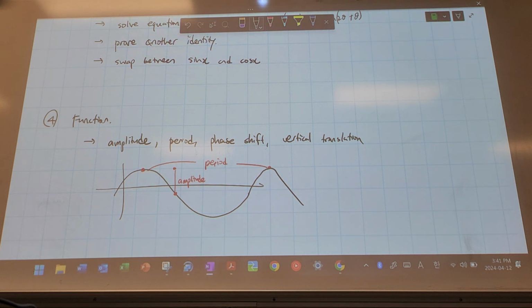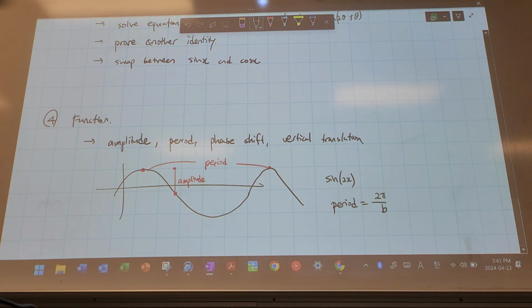Also the period. Let's say you have sine of 2x. You might think of 2 as the period, but it's actually 1 over. It's 2 pi over b, which is your period. So to note, the period default is 2 pi, whereas the amplitude default is 1, and the phase shift and vertical shift are 0.